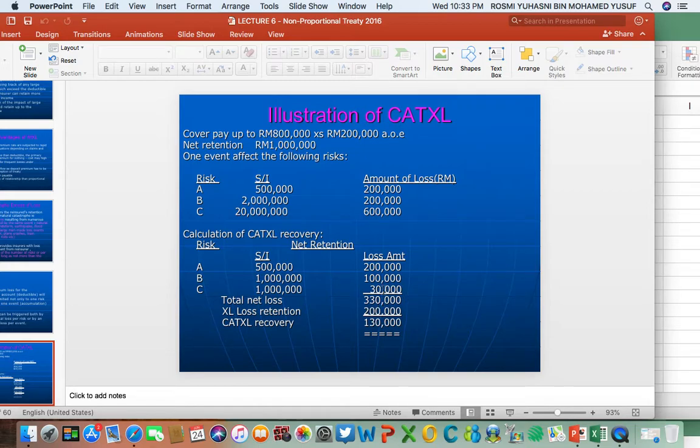Okay, so catastrophic excess of loss will protect this 330,000 total. So 330 minus deductible 200,000. So recovery from catastrophic excess of loss will be 130,000. Okay, 130,000, and the maximum cover available is 800,000.